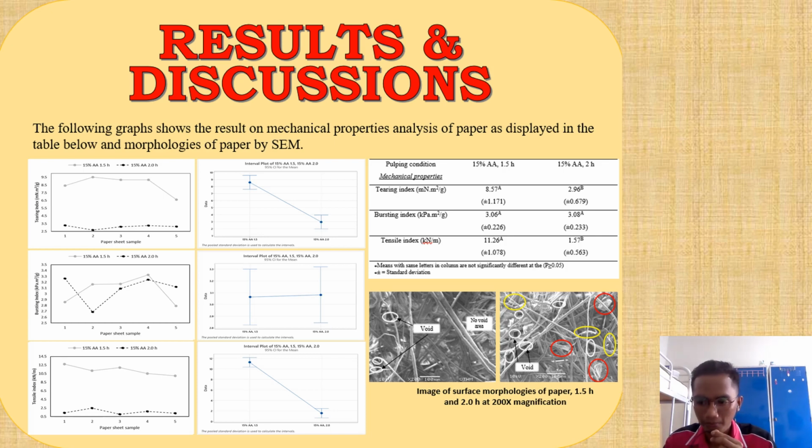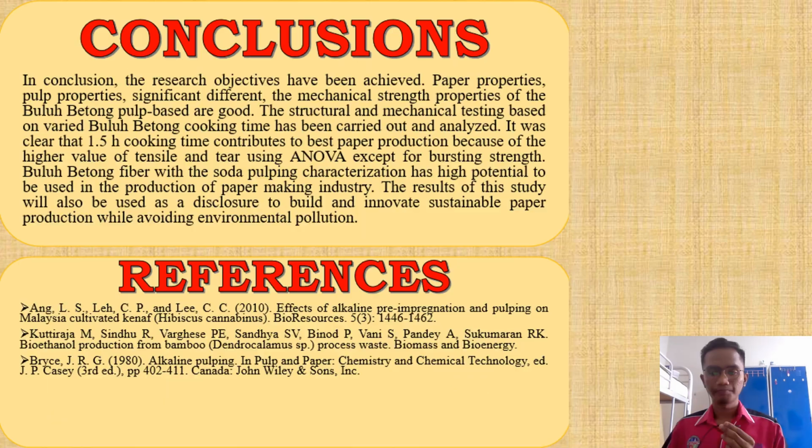The broken fibre at 2 hours cooking time showed uneven cooking, like overcooked and uncooked fibre during pulping, which shows the result is not consistent. Thus, the morphology proves whether the paper is strong or weak due to uneven cooking.